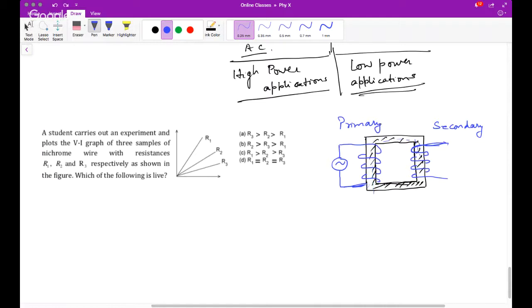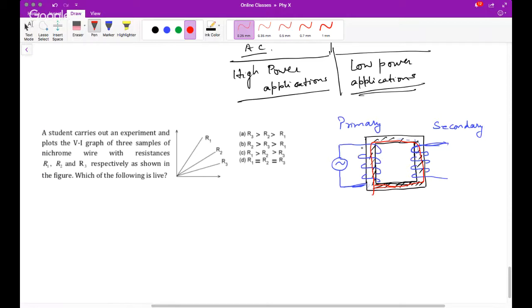Let me have a different color to illustrate this. So the magnetic field lines are like that. They flow like that inside the core. Now as the current fluctuates, the magnetic field fluctuates, and hence the magnetic field connected to the secondary coil fluctuates. And as it fluctuates, it induces a current inside this coil.